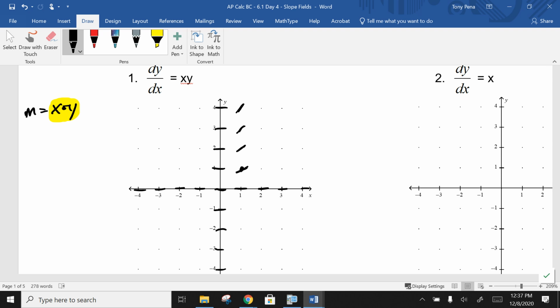I'm going to go down this vertical line. So at this point right here, (1, -1), 1 times a negative 1 is a negative 1 slope. 1 times a negative 2 is a negative 2, negative 3, and then a negative 4.